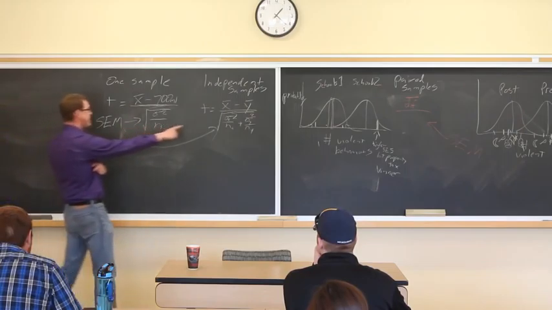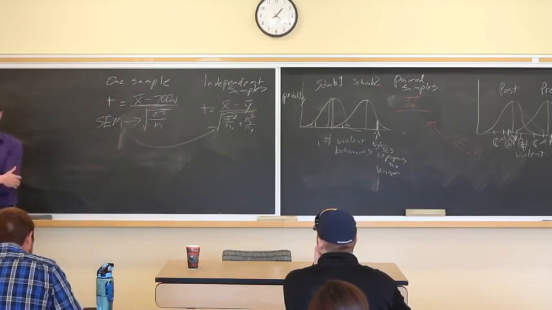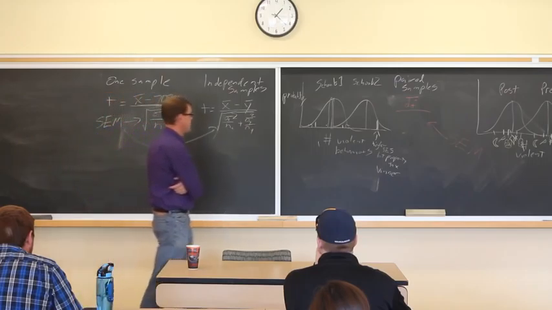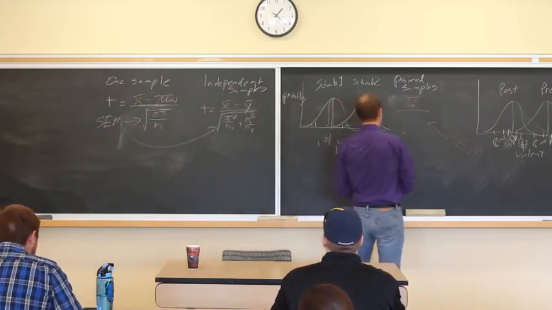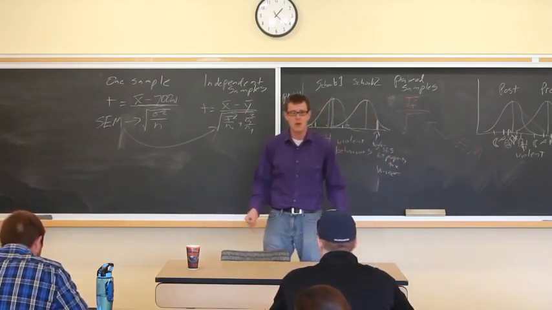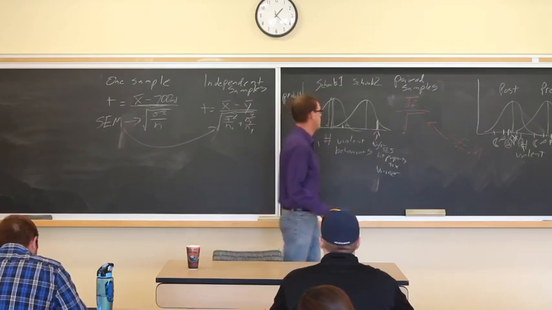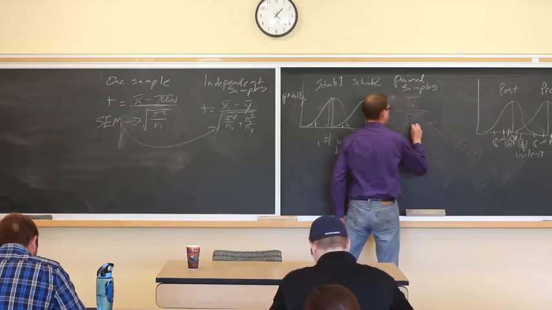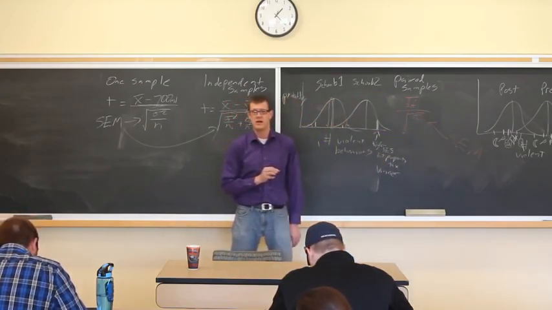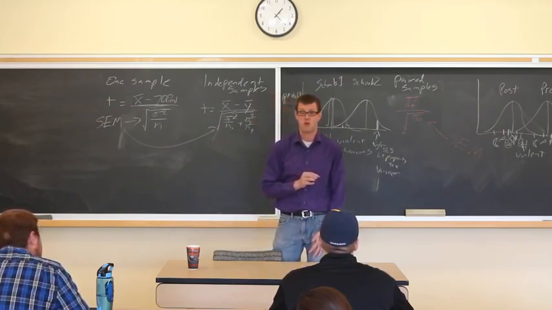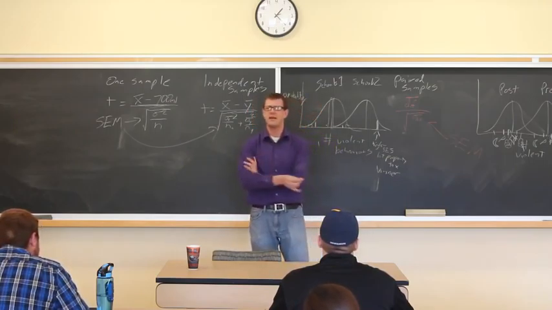It's going to look like one of these. Which one should it look like? The one sample one. Yes, it should. So let's start off with what we know. Square root of some stuff. What's that some stuff? Standard deviation of the differences, over n. What does n represent?